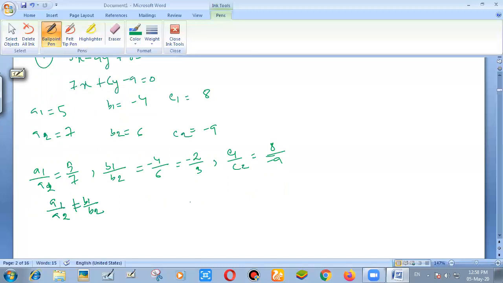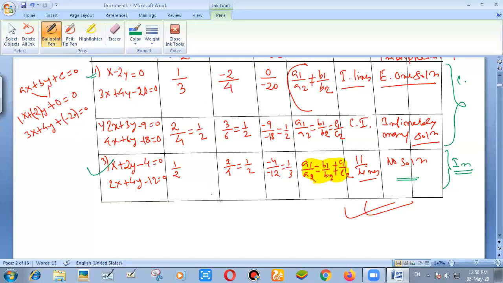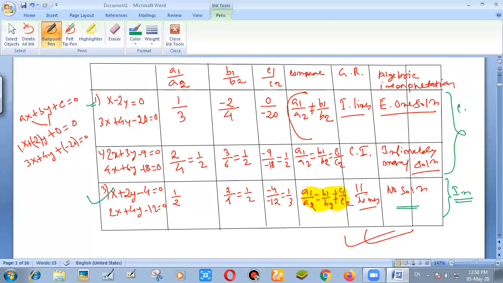Now, if a1 by a2 does not equal b1 by b2, then the question asks whether the linear equations intersect at a point, are parallel, or are coincident. So what will be your answer?